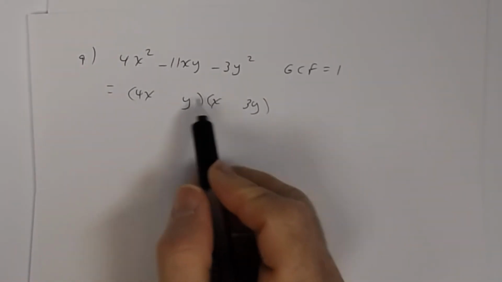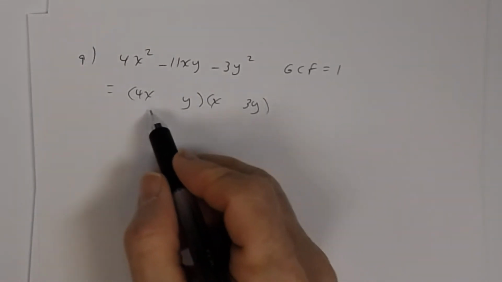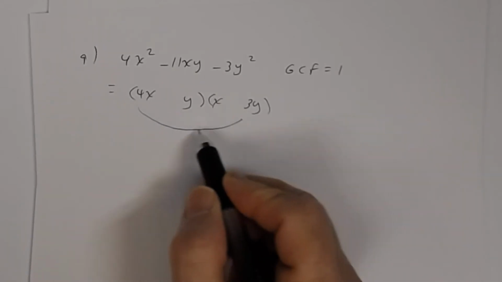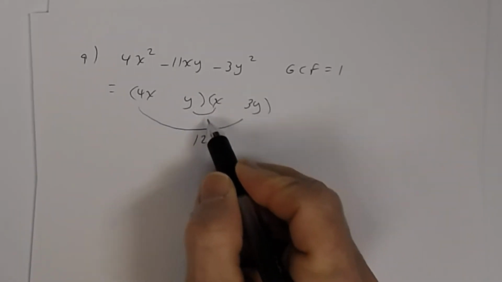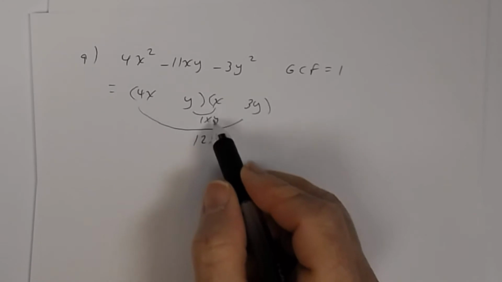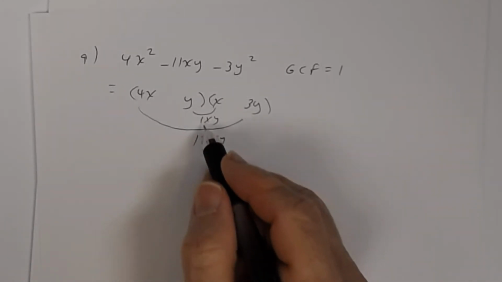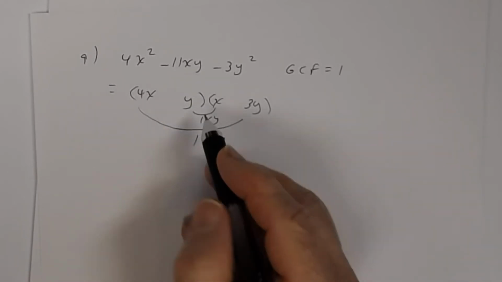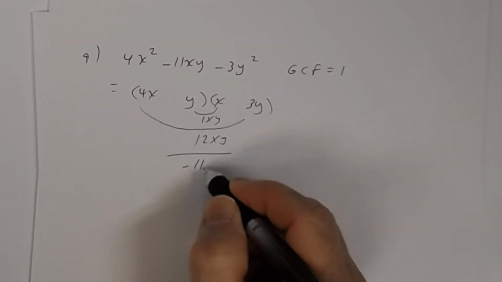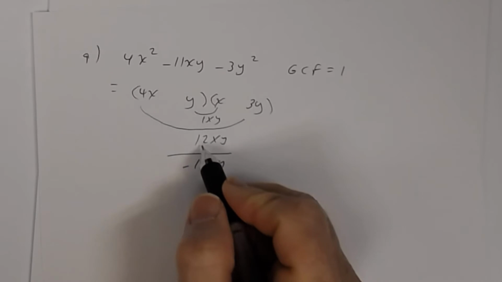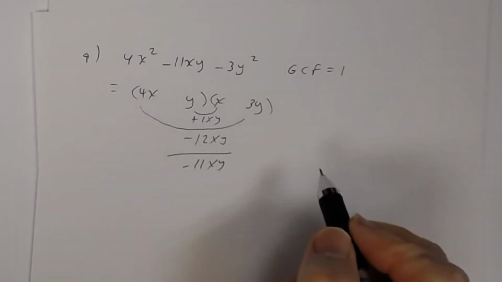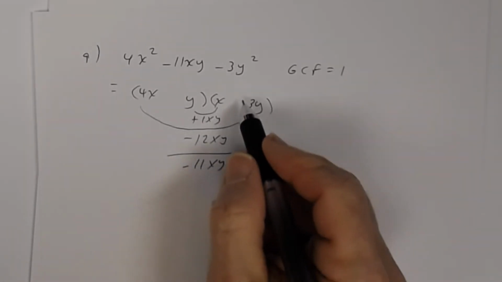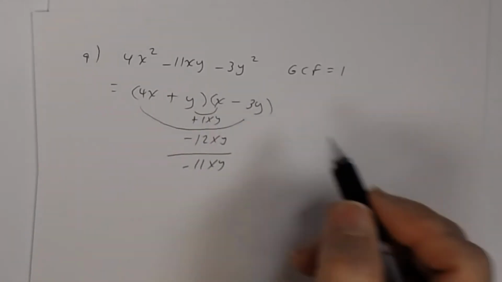These signs are different. So notice the outer is 12xy. The inner is 1xy. And signs are different, right? So that means you're going to be subtracting those. When I subtract 1 from 12, I get 11. But I want it to be negative 11xy. So that means the 12 has to be negative. The 1 has to be positive. And in order for that to happen, this has to be negative. This has to be positive.